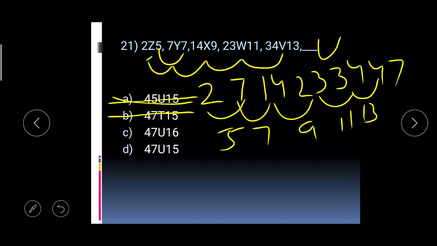Sometimes you are lucky, and even after solving 2 series, you can find out the answer from the options. But since here the options are very close, we have to check the third series as well. So what is the third series? 5, 7, 9, 11, 13.